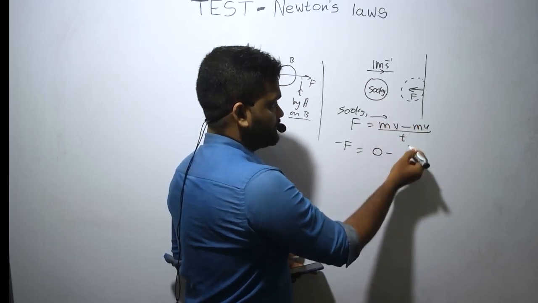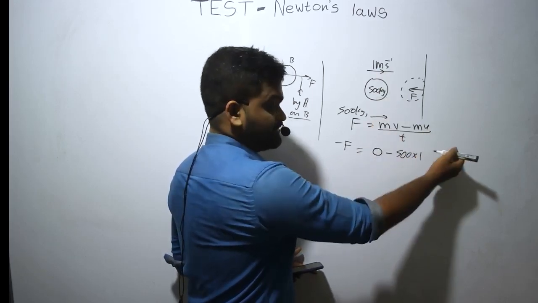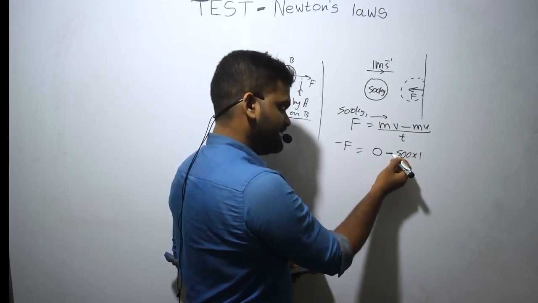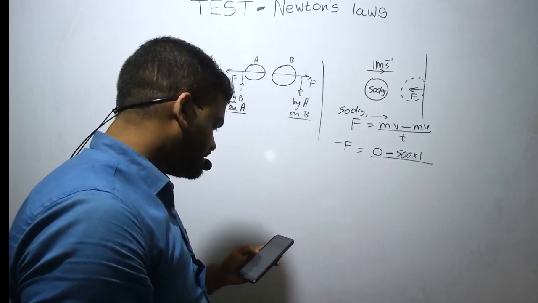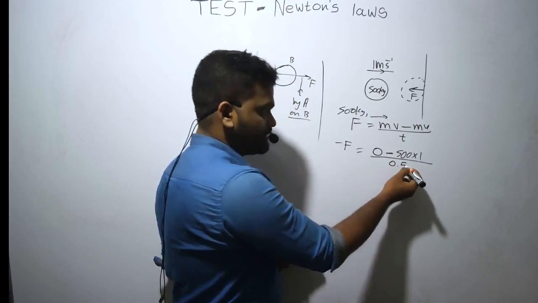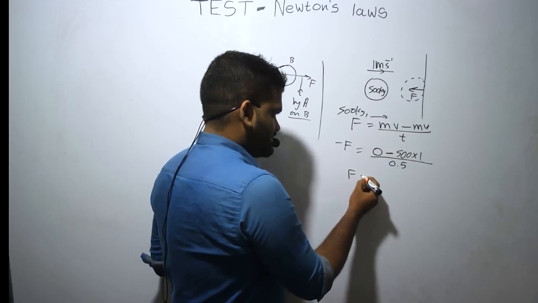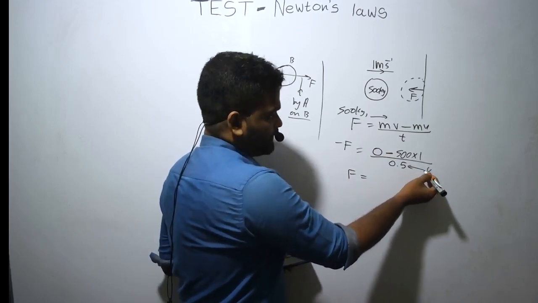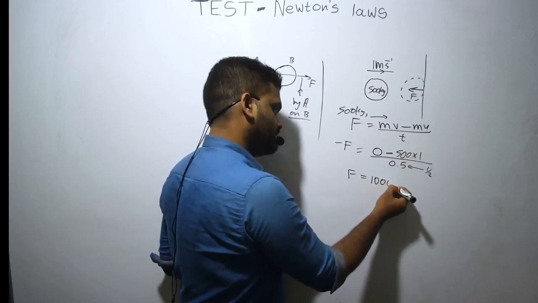Initial momentum, that is 500 times initial velocity, that is 1. It is to this direction, so positive value that. This negative sign is in the equation, right? Divided by time. So the time they have given as 0.5 seconds. So this momentum change happens within 0.5 seconds. Then we get negative terms. Then you can say F equals this, 0.5 is half, right? So when it goes up, it becomes 2, 500 times 2. So it is 1000 Newton.